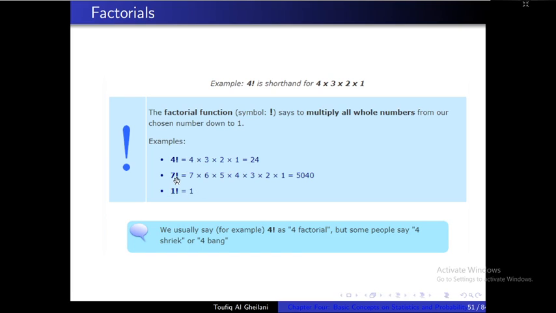7 factorial equals 7 times 6 times 5 times 4 times 3 times 2 times 1 equals 5040. 1 factorial is equal to 1. We usually say, for example, 4 factorial, but people say 4 shriek or 4 bang.